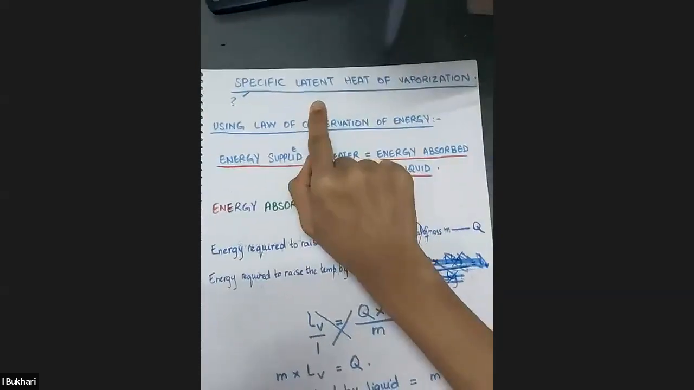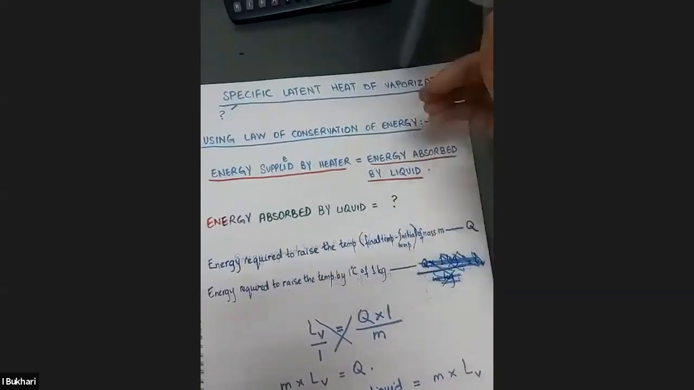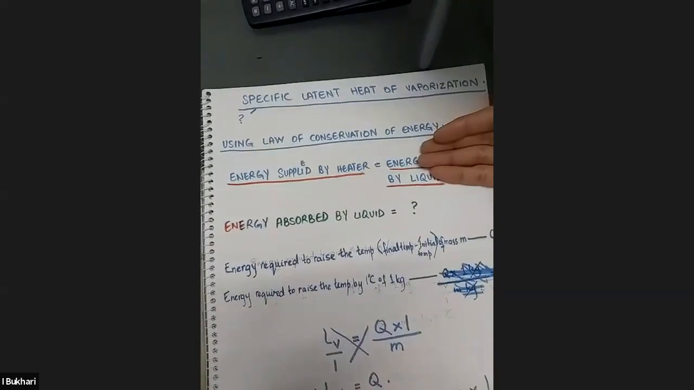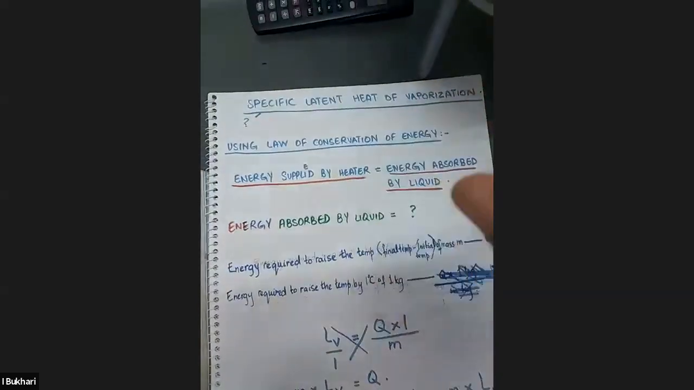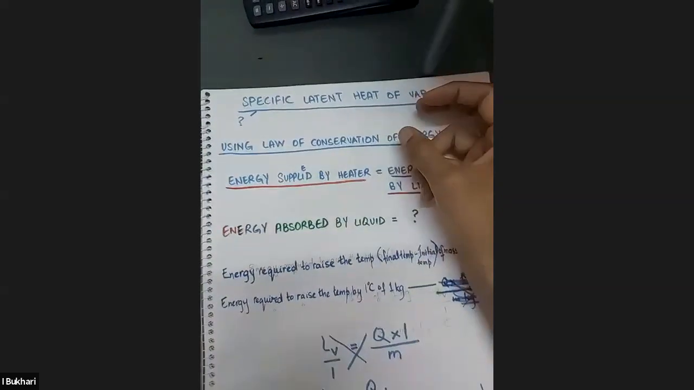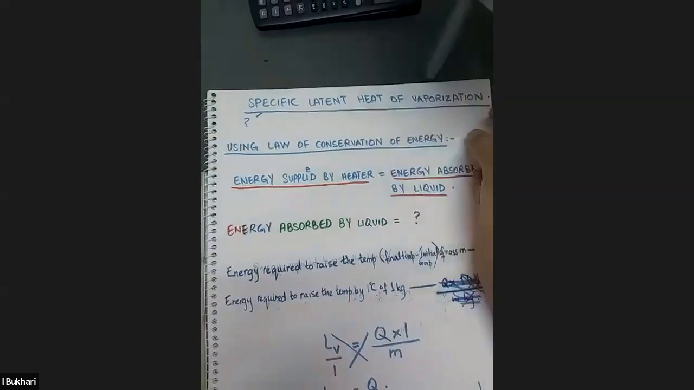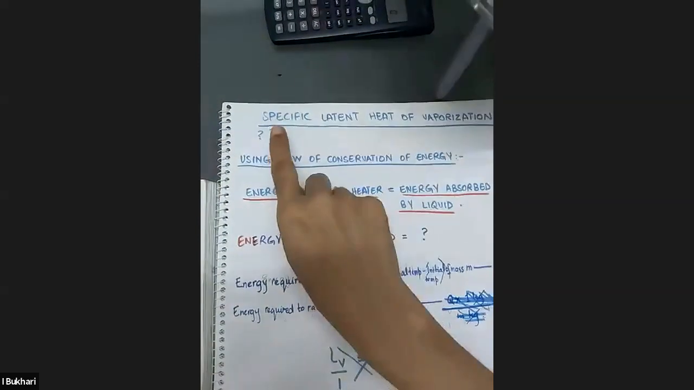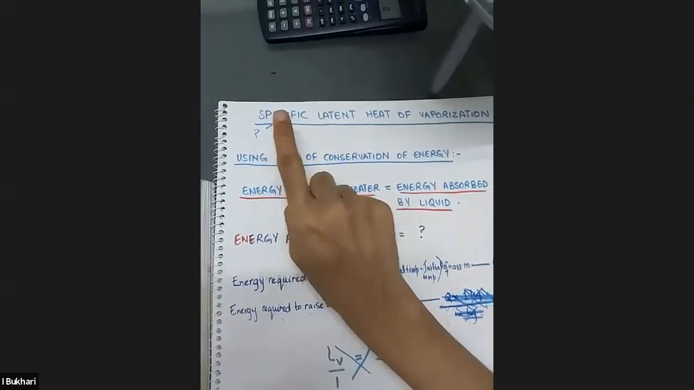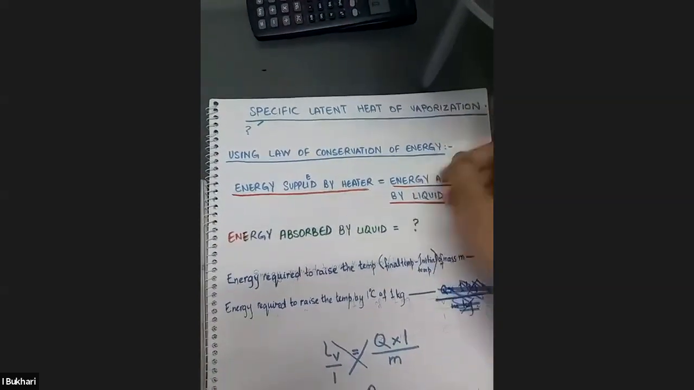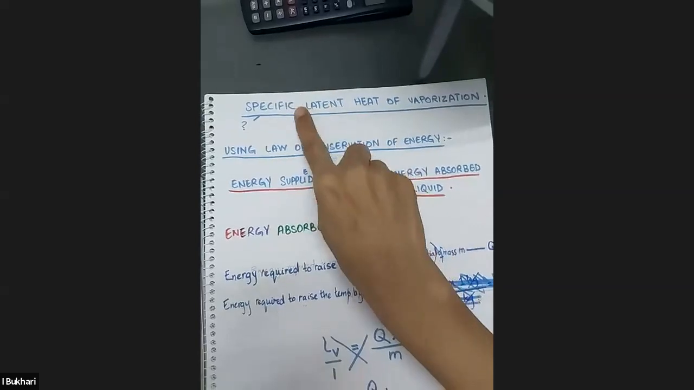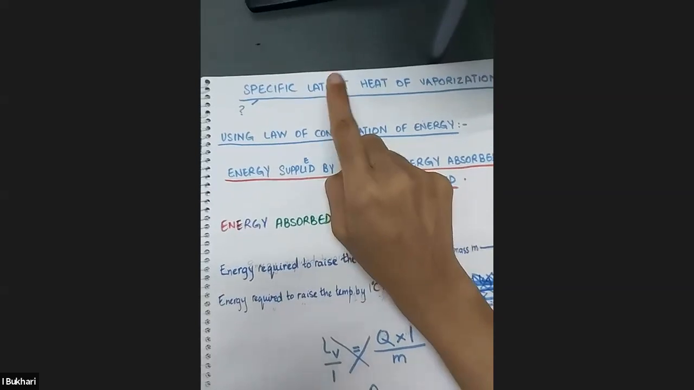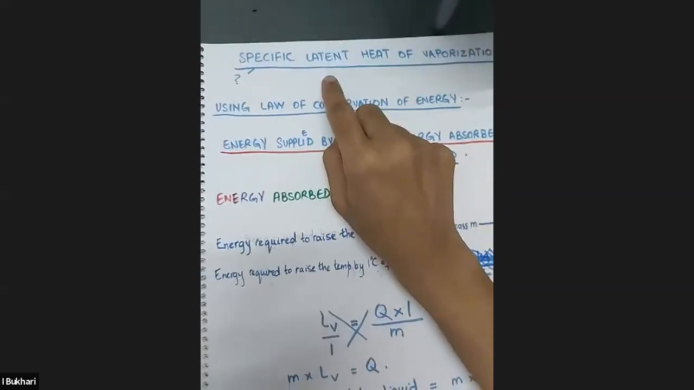Latent means hidden, and vaporization means energy required for the molecules to change from liquid to vapor state, or the gaseous state. So when we put all these words together, we come up with the definition that it is the amount of energy required to convert a unit mass of substance from liquid to vapor without change in temperature. So why do we call it latent? Because it is hidden. What do we mean by hidden? It cannot be measured because it is not detected by the thermometer.